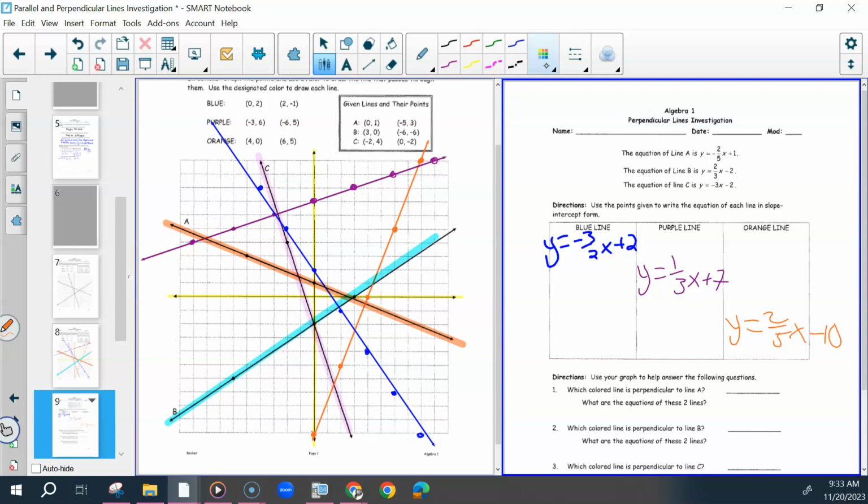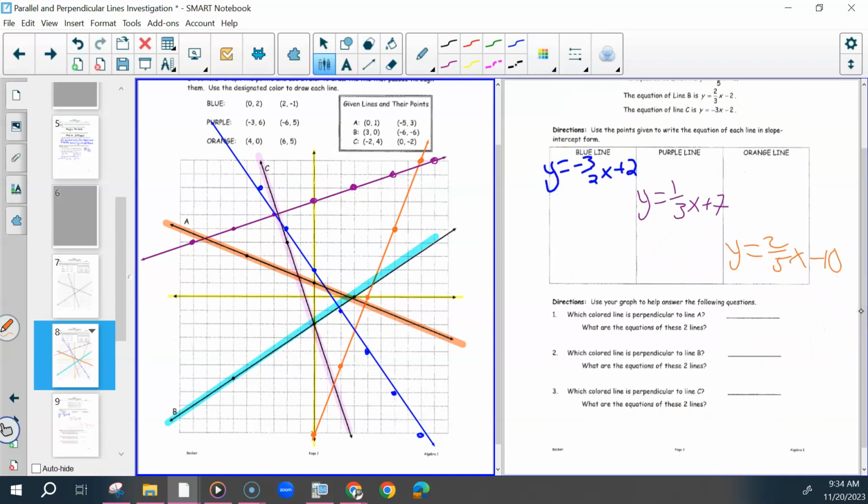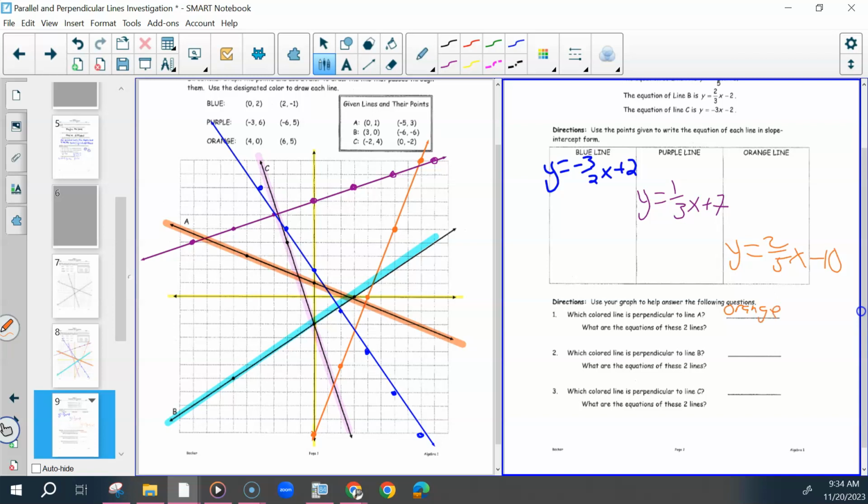They cross each other, and not just any cross, they have to make a specific T. So if I'm looking for which line is perpendicular to line A, which one crosses it and makes a T? The orange one. So here it's making that T. So you would write orange, and you would write those two equations, line A and the orange line.